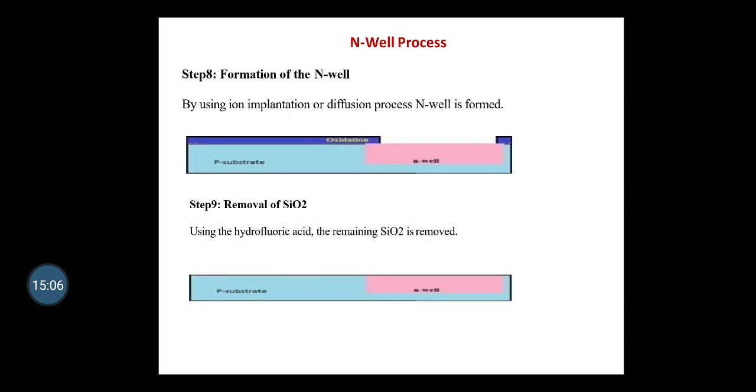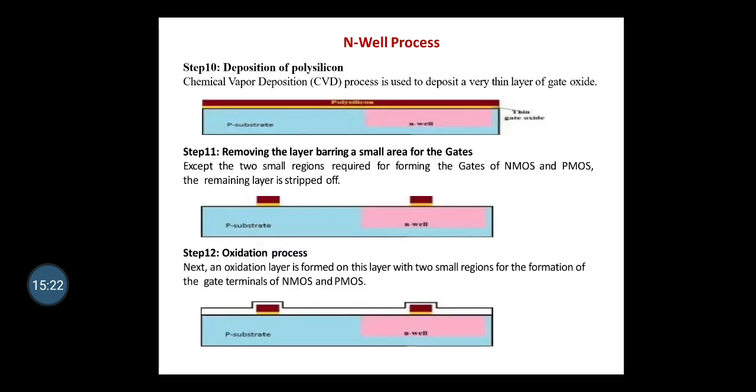Step 8, formation of N-well. By using ion implantation or diffusion process, the N-well is formed. Step 9, removal of SiO2. Using hydrofluoric acid, the remaining SiO2 is removed. Step 10, deposition of polysilicon. Chemical vapor deposition process is used to deposit a very thin layer of gate oxide.